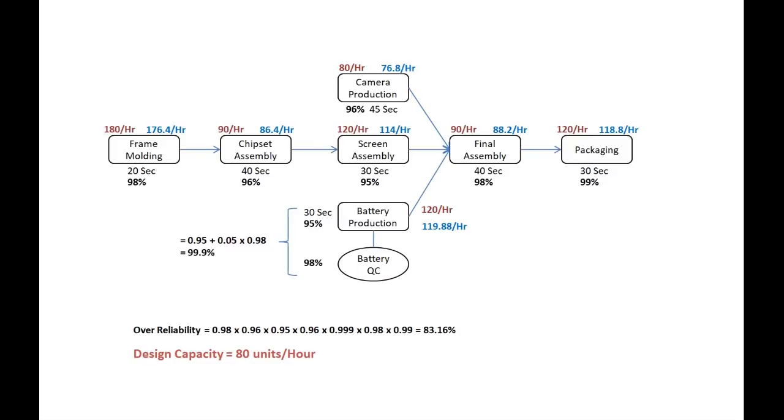In this case, I can see that the lowest effective capacity is still the camera production department. It's gone from 80 all the way down to 76.8, which is the new bottleneck. So the effective capacity of this system is 76.8 units per hour.